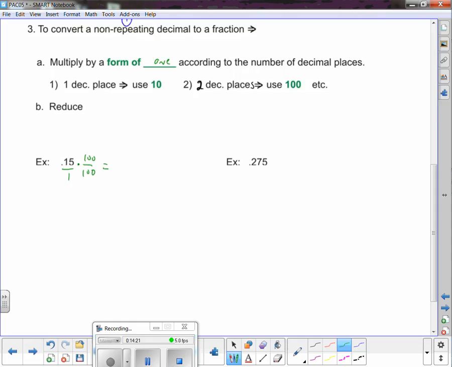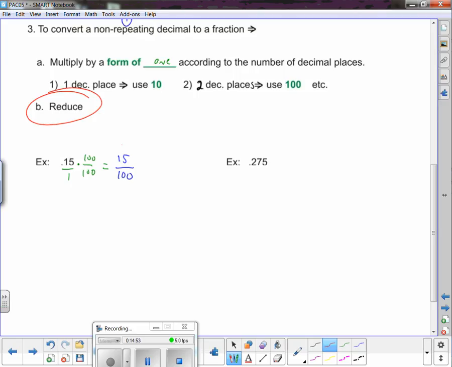Okay, now we're just going to do multiplication. What's 0.15 times 100? You should be able to do that in your head, right? 15. If you chose the right thing, you will not have a decimal anymore. That's why we chose 100, to get rid of the decimal. So we're at 15. And the bottom 1 times 100 is 100. And what do you do to finish, by the way? You got to reduce the fraction that you've just produced.